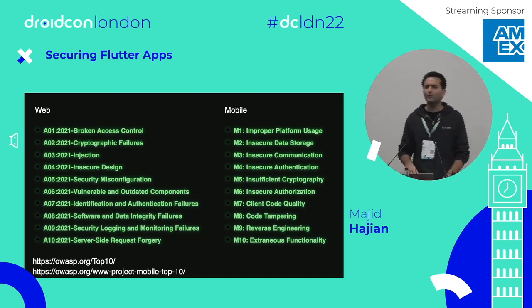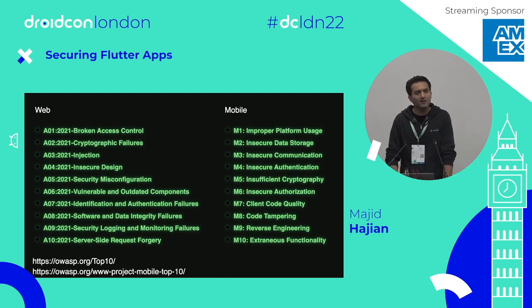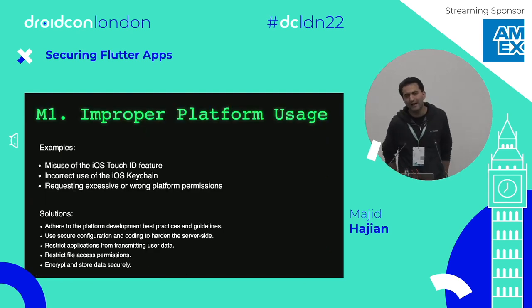I would like to go through the mobile top 10 though and talk about each of them one by one, and then see what's wrong with them and what kind of solution we can have, and particularly what we can do in Flutter for that. Let's get started. The first one is improper platform usage. This is the first security risk on the top 10 list.